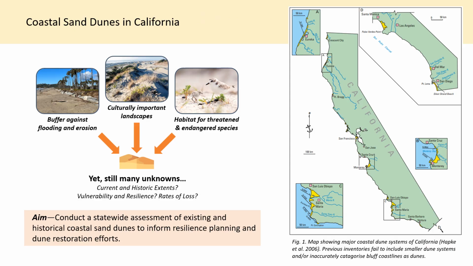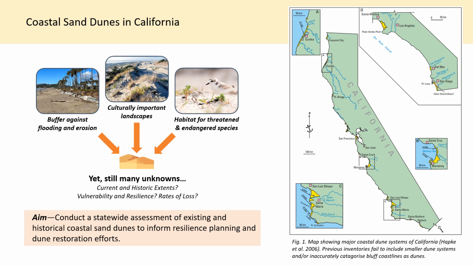So, coastal sand dunes provide a multitude of benefits to ecosystems and coastal communities. However, they are also increasingly vulnerable to the threats associated with climate change, such as rising sea levels, as well as coastal urbanization. Since the 1980s, there's been increasing efforts to protect and restore dune complexes in California. However, there's still limited understanding of the condition and extent of coastal dunes and the most suitable areas for restoration.